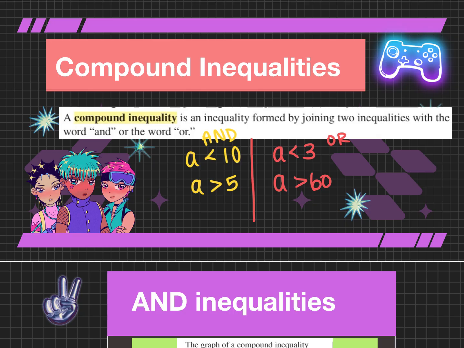Again, I'm going to show you how to write them, because right now, the way I wrote them here, these are still single inequalities. We're going to have to combine them to make them what we call compound inequalities. So we'll talk about and inequalities first.